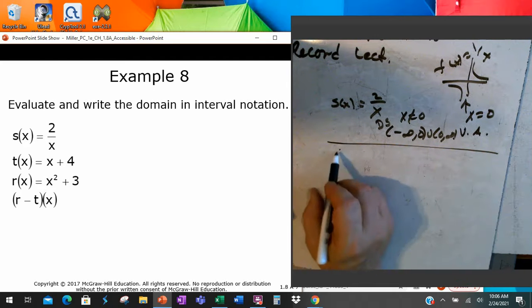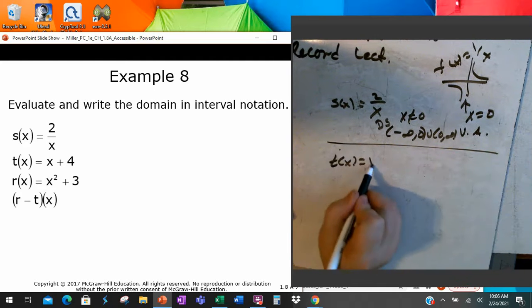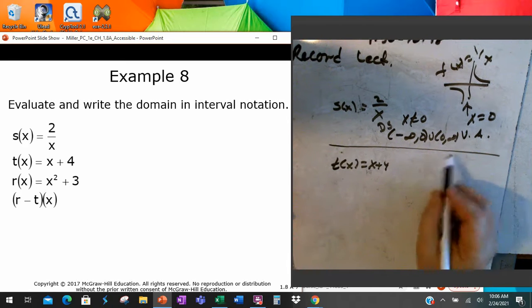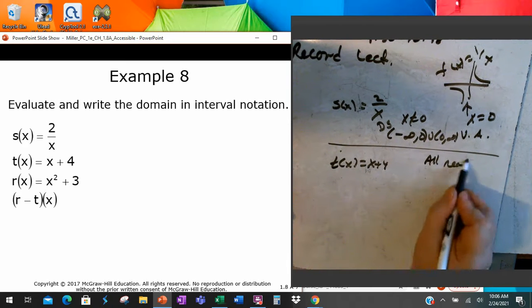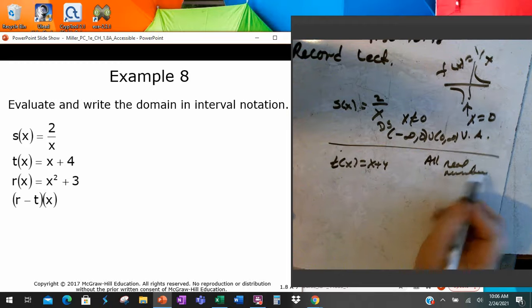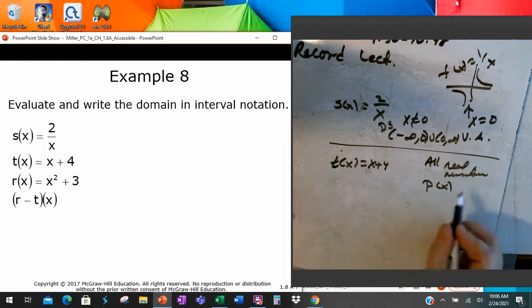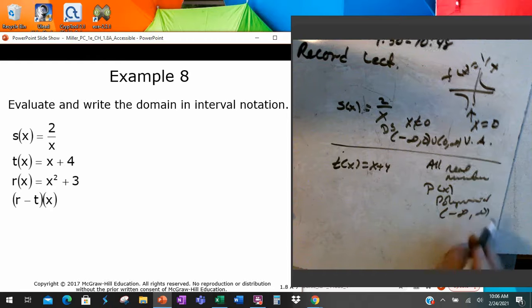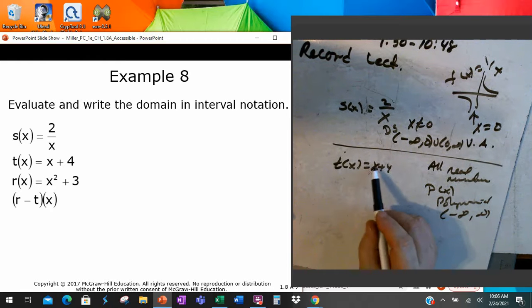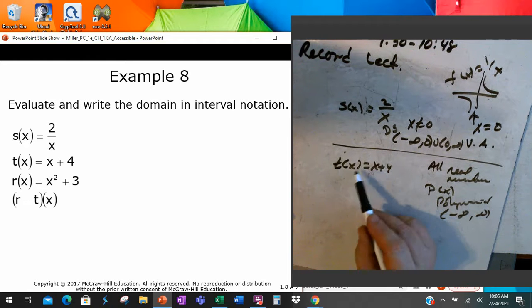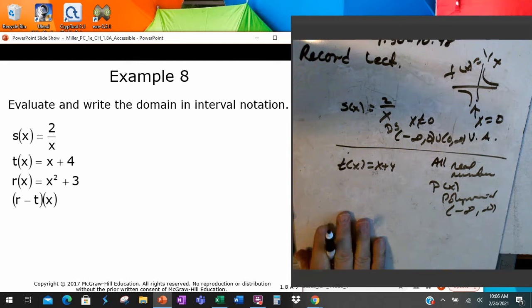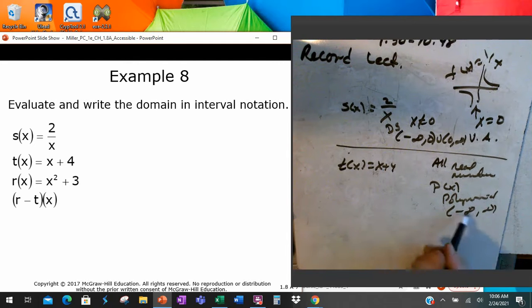Okay. So our quick review, t of x equals x plus 4, all real numbers. Polynomials, negative infinity to infinity. There's no problem. Give me any number, I stick it into there, I add 4 to it, I get a number. That's okay. That's just that number shifted by 4. So that is no problem, all real numbers.